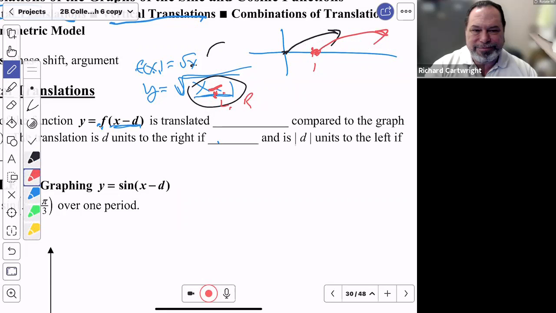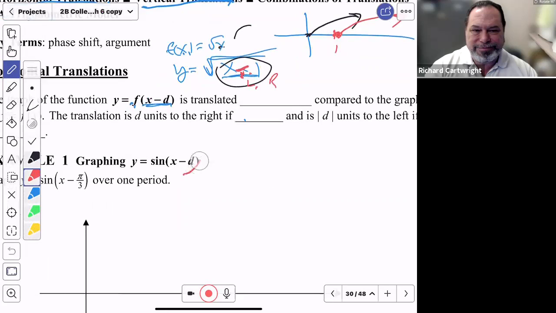Same thing for the sine curve. If you are going D minus D, if that's a minus one, then it's going to shift to a one. That's where the sine curve is going to start graphing, not at zero. It's going to start at one. If I put a one there, okay?